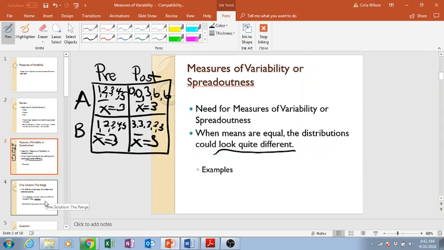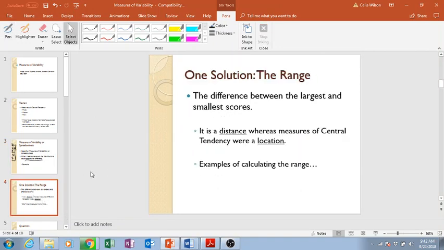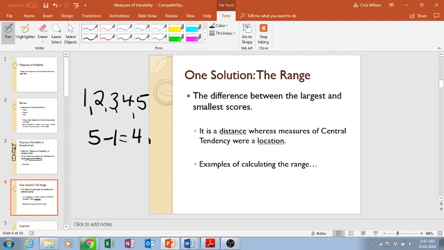One of those solutions is the range, and the range is simply the difference between the largest and the smallest score. If I'm looking at those scores from style A, 1, 2, 3, 4, 5, it's simply 5 minus 1, which is 4. You got it. So that's the range. Super easy to compute.